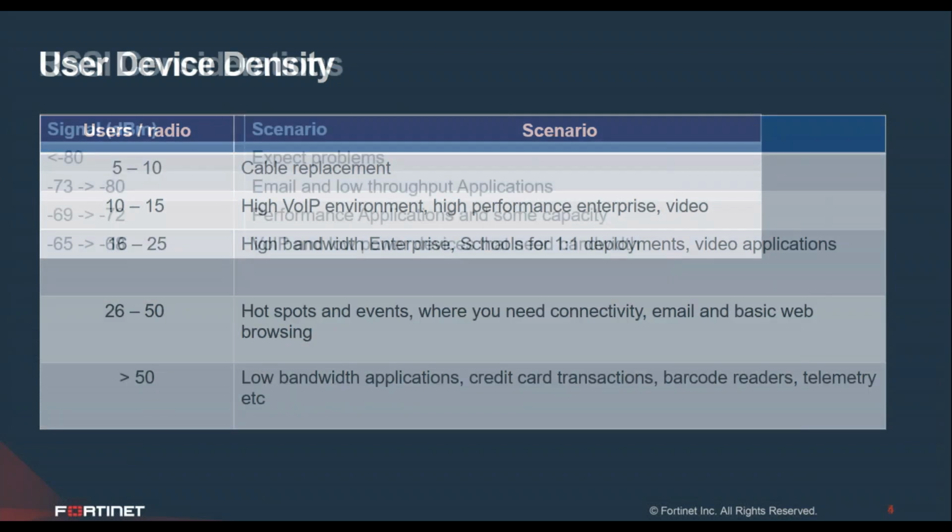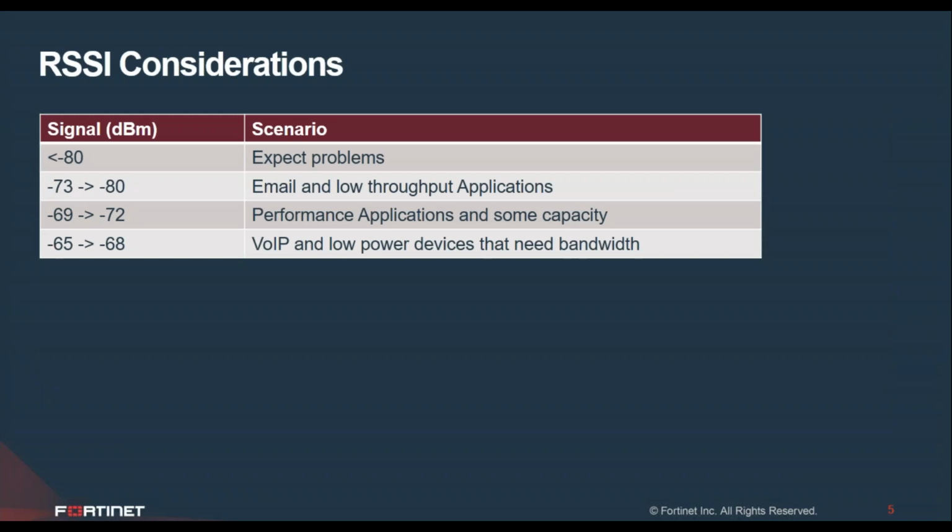Another discussion on the signal strength, what signal strength to plan for. As I had mentioned previously, when I design a network for high performance, I want to have a -65 or better signal strength throughout the network. And what that means is what we see here. -65 is going to provide high data rate, full bandwidth available to the devices and the applications that use it.